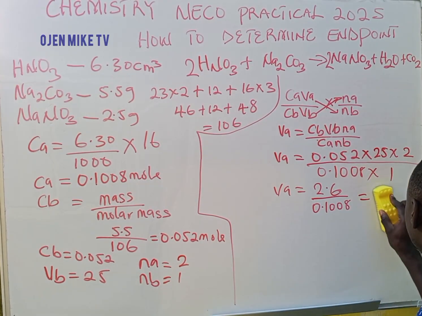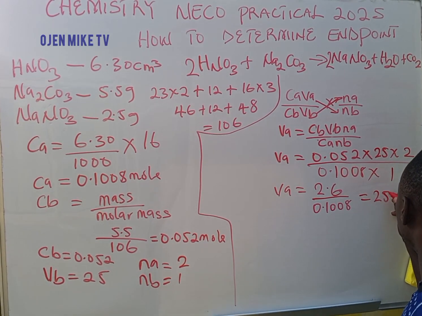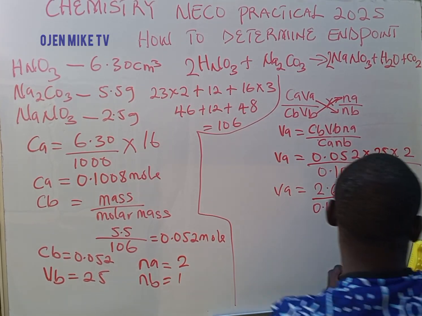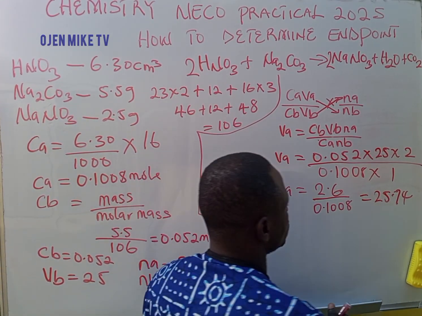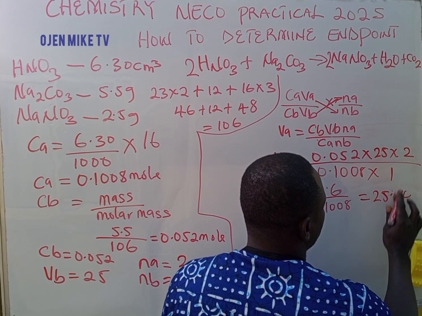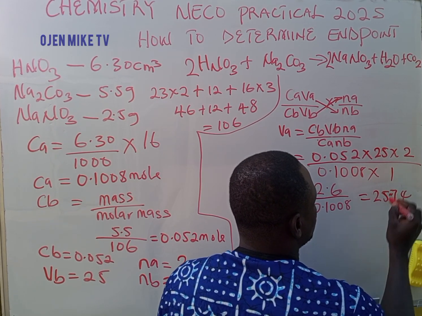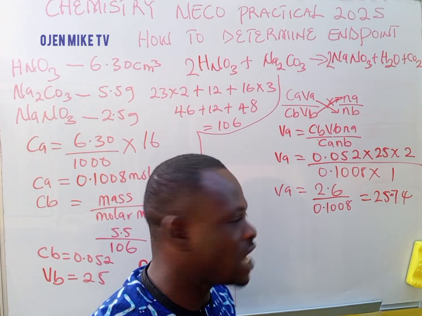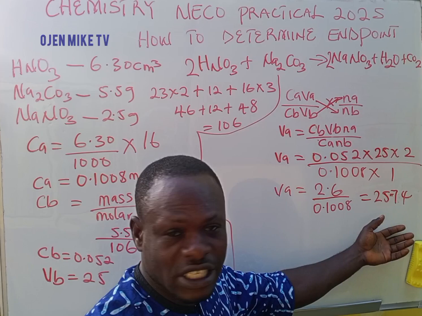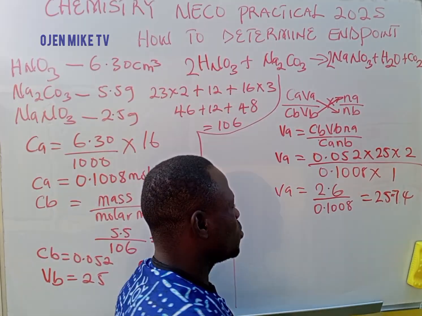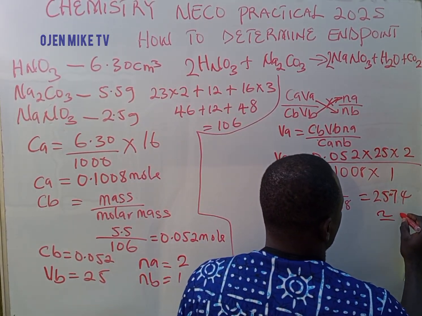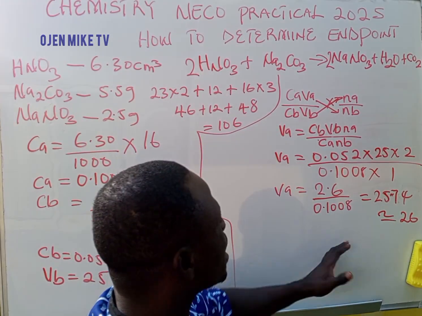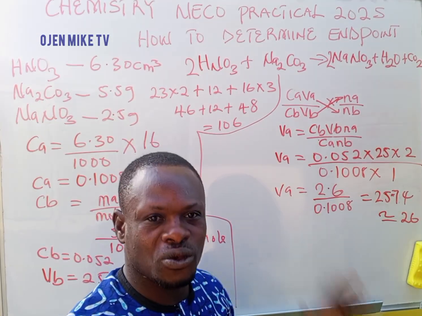Let me just put it like this so that you will not be confused. You have 25.774, but this value is not obtainable. Theoretically we have 25.74. Do you get that? So you can approximate it to 26. So our endpoint for the 2025 NECO practical is what? 26 cm cubed. Is that understood?